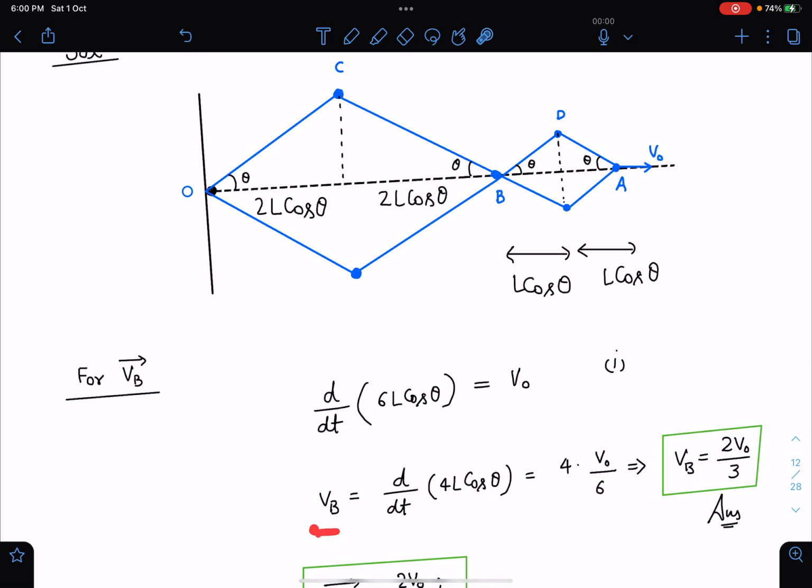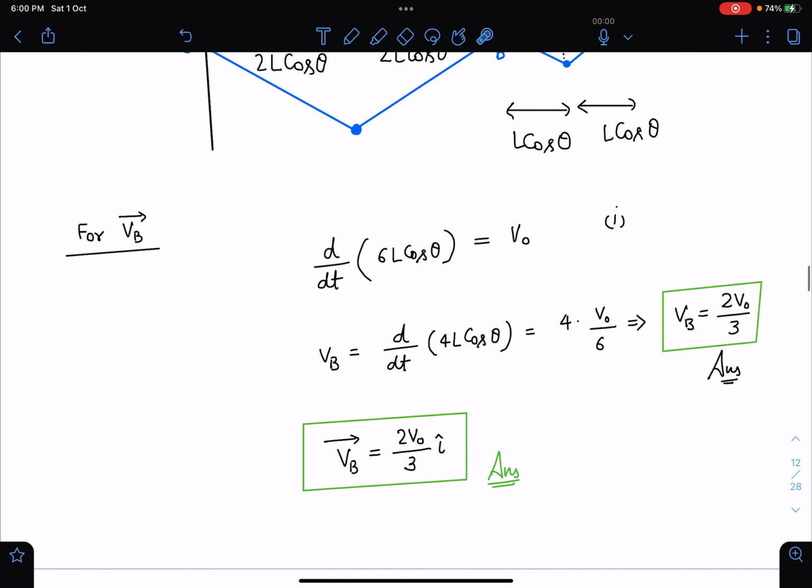So velocity of B will be rate of change of 4L cos theta. We already know that for this, 6 will come outside, 4 will come outside. So d by dt of L cos theta can be eliminated. So 4 times V naught by 6, 2 V naught by 3, we are going to get. We'll be getting 2 V naught by 3.